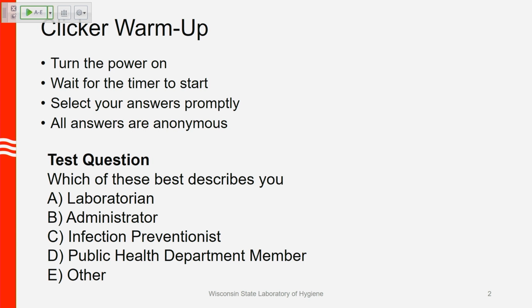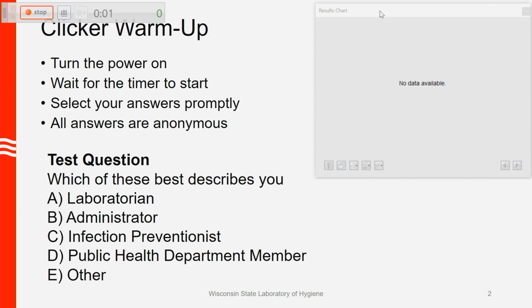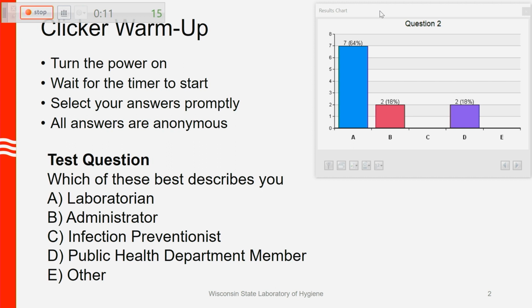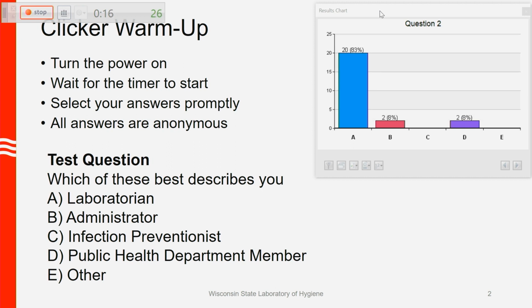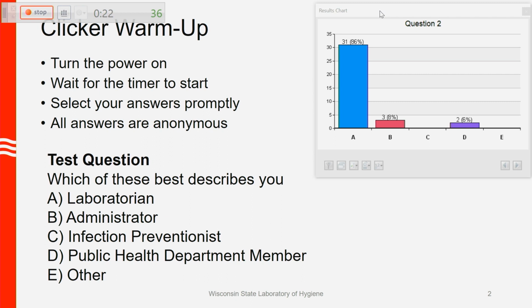All right, so we're going to start with a clicker warm-up question here. I want you guys to turn the power on your clickers, and then we're going to look for that timer in the top corner. You can see that it's running, so we know that we're running here. Try to select your answers pretty promptly as we go through this because we're going to ask a lot of clicker questions. And know that all of your answers here are completely anonymous. We can't tell who clicked it. We can just see total numbers up here in the top corner.